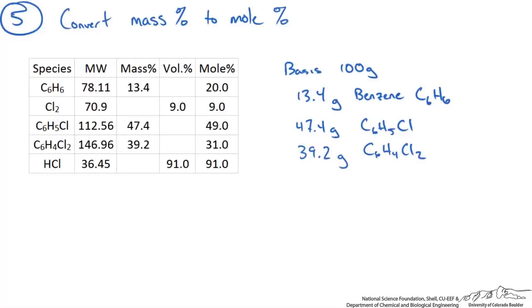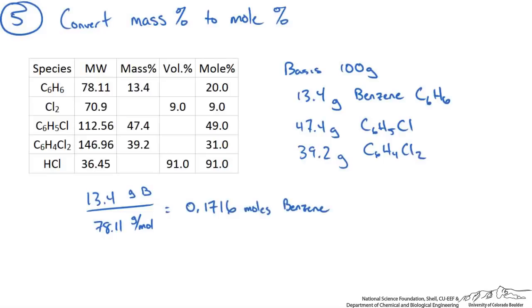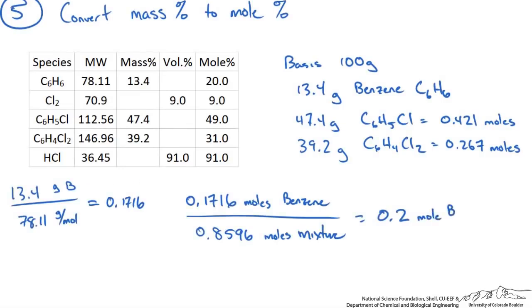So now we have the amounts that we would have based on our basis, and now we divide each amount by its respective molecular weight. So for benzene, we have 13.4 grams of benzene. We divide this by the molecular weight of 78.11 grams per mole. This gives us the amount of moles that we would have. So once we have the amount of moles of benzene, we repeat this for the other 2 species. And then lastly, to get the mole fraction, we just take the amount of moles of benzene and divide it by the total amount. And this gives us our mole fraction of benzene in the mixture. So I've written them as mole percentages in this column. And again, this is for the liquid mixture.